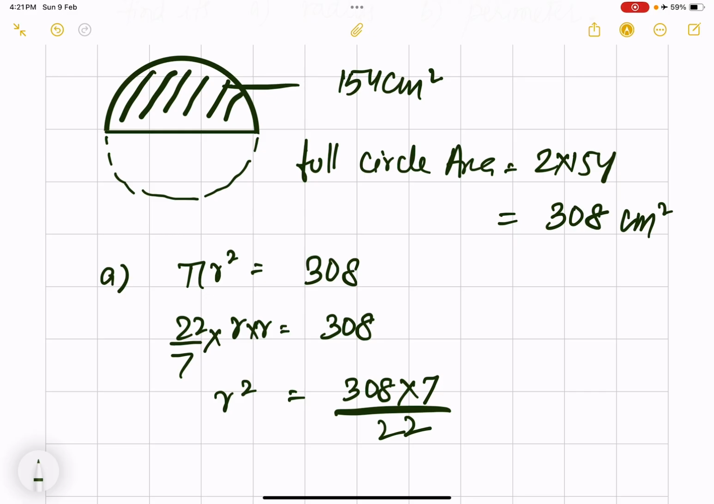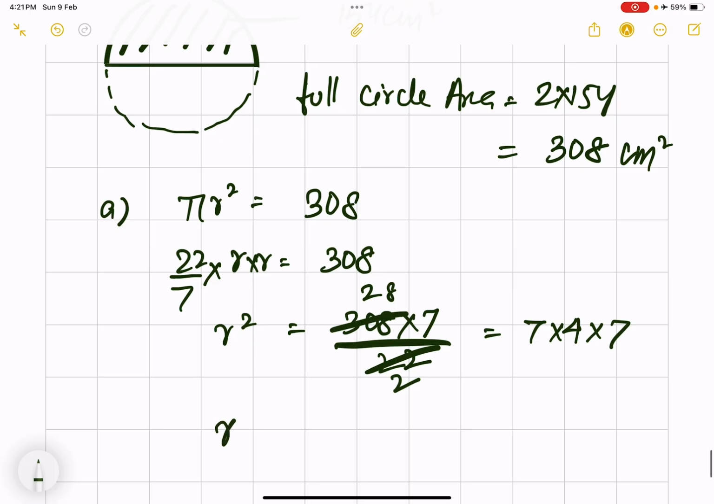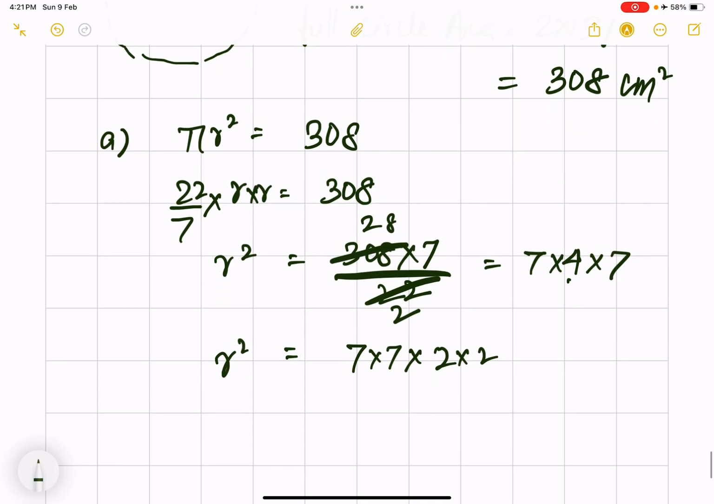Okay, let's cancel it by 11. 11 twos are 22, 11 eights are 88. This is 28 into 7. 28 can be written as 7 times 4, and 7 already is there. So r square is equal to 7 into 7, and 4 can be written as 2 into 2. So r square is 7 times 7 and 2 times 2. So r will be 7 and 2, which is 14 centimeter.